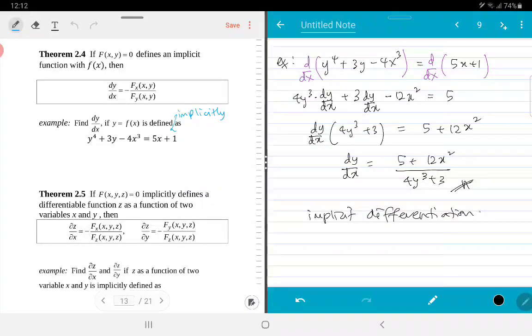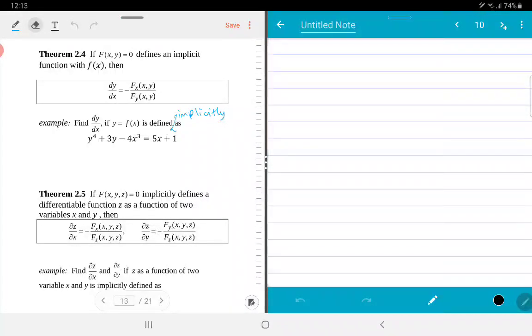Now, apart from using implicit differentiation, you can get dy/dx by using a formula. Here we have the formula, Theorem 2.4. It says if f(x,y) equals 0 defines an implicit function, then dy/dx is equal to negative partial f partial x over partial f partial y. This formula is obtained from using the chain rule. I'm not sure if you're interested in how to get the formula, but let's see here.